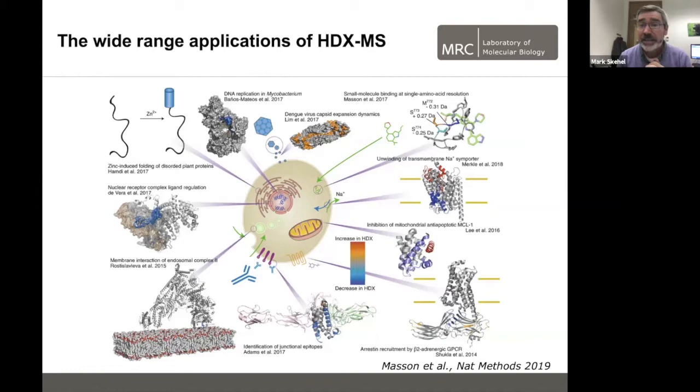So what I'm going to do today is tell you a little bit about how we go about it, some of the theory behind it, and then how we collect the data. And then I've got three examples of how we've used it. One is to look at how a PTM affects conformation. Another is to elucidate a mechanism of activity. And another is to look at how a protein's conformation is changed when it binds to a membrane, okay?